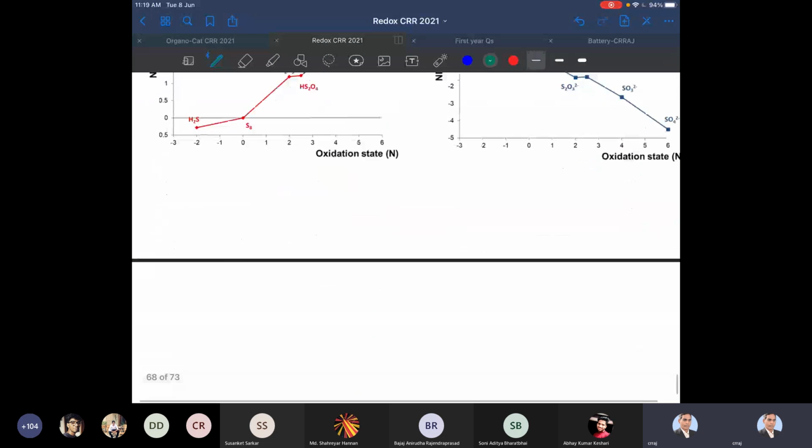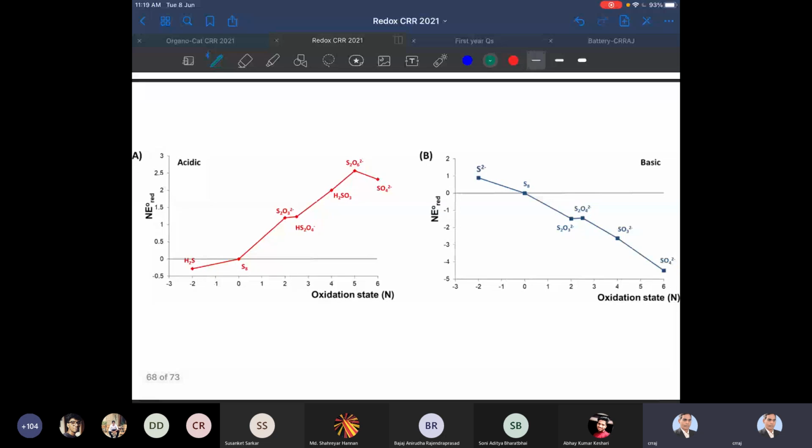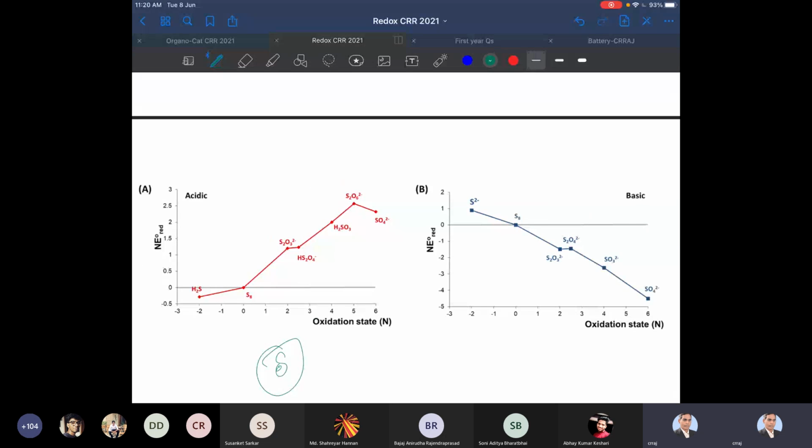Another two diagrams and then I think I am done here. Then I will go to the battery. Sulfur is one important example. I will give some example problems at the end of the class. Look at the different sulfur species: S2-, S8, S2O3 2-, S2O4 2-, H2SO3, and so on, in acidic and basic solution.